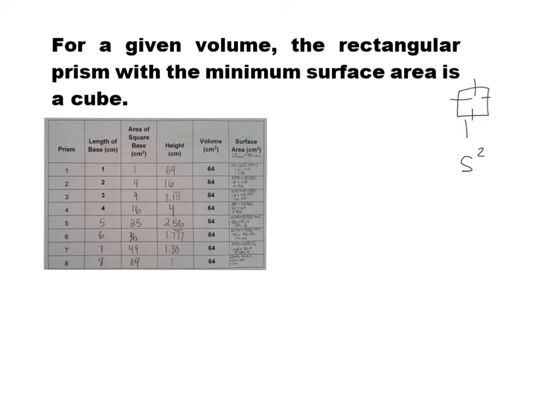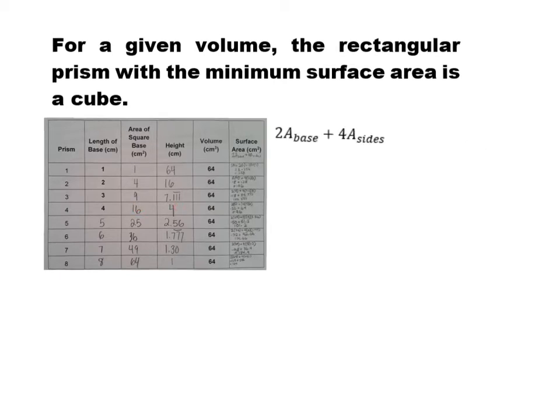So for prism 1, 64 divided by 1 gives us a height of 64. For prism 2, 64 divided by 4 gives us a height of 16. For prism 3, 64 divided by 9 gives us a height of 7.111, and so on. In all cases, we took the volume and divided it by the area of the base to find the height.